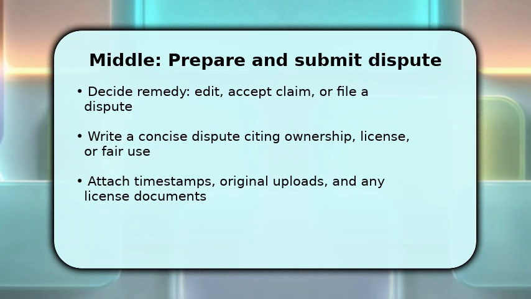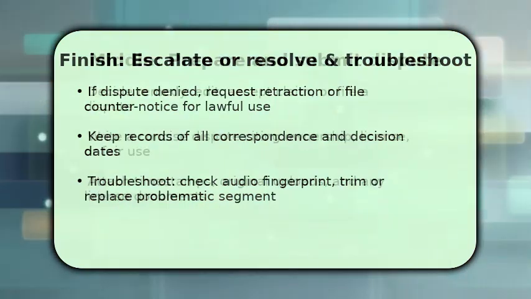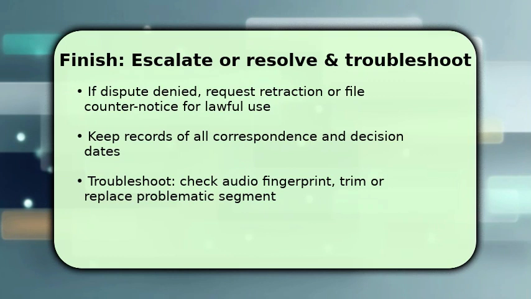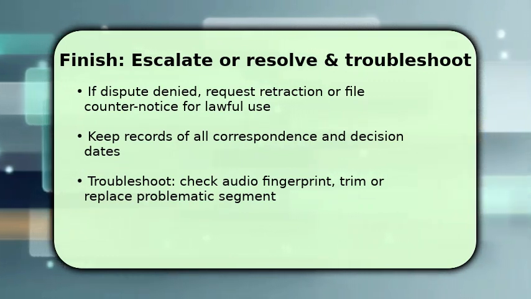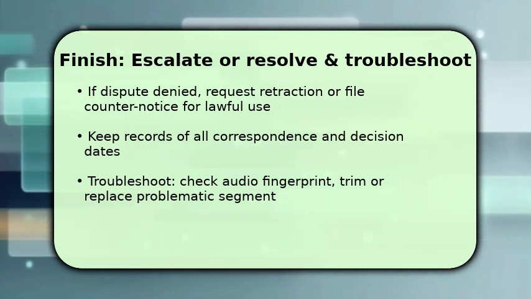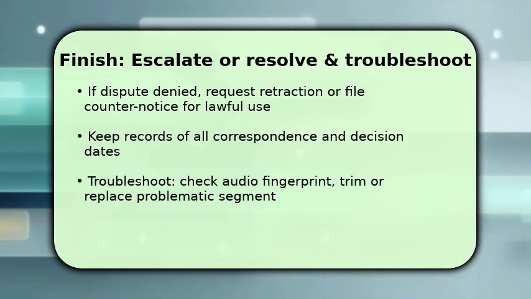Finish by following outcomes. If the claimant retracts, the yellow label clears. If the dispute is denied, request retraction with added proof or consider a counter notice only when you're certain of legal standing. Keep organized records of all messages, evidence, and decision dates in case of escalation.